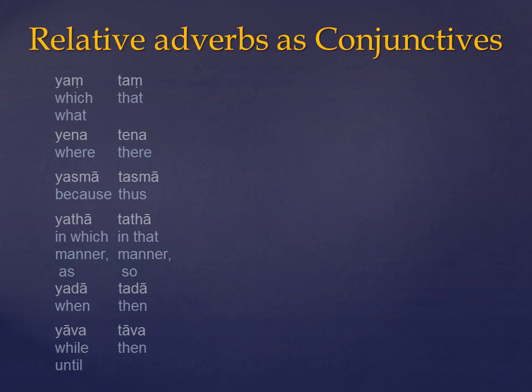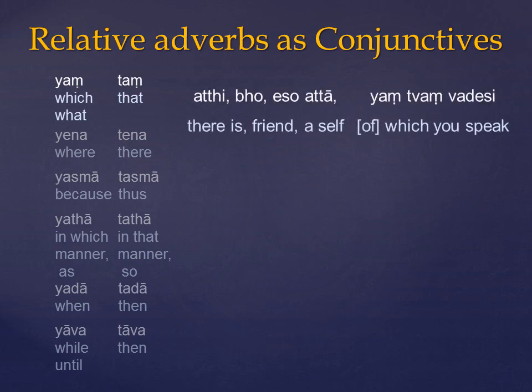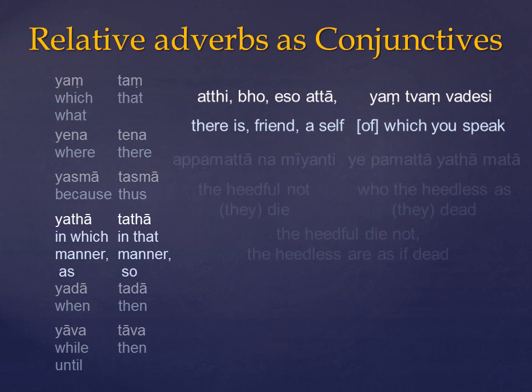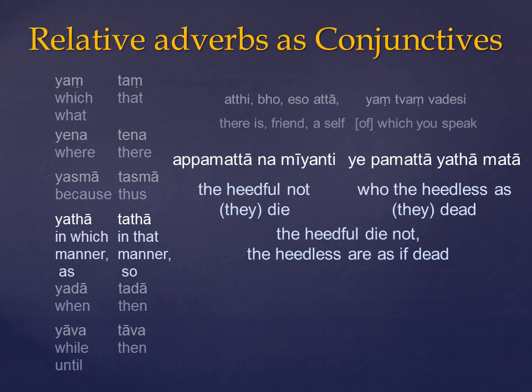An important point to note with relative adverbs is that they can act as conjunctions between clauses. For instance, ati bo esu ata, yang tvang vadesi. There is friend, a self, of which you speak. Here, the relative term yang joins the two clauses together. And taking another example, the heedful, not they die, who the heedless, as they dead. Or to render this into English, the heedful die not, the heedless are as if dead, or like the dead.